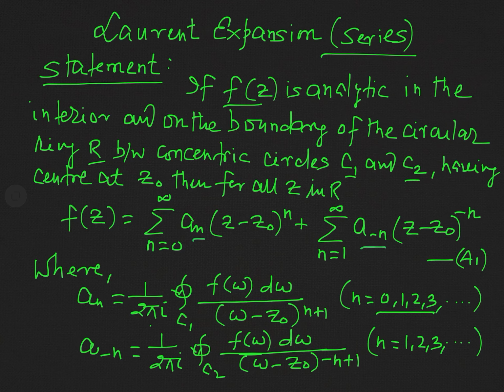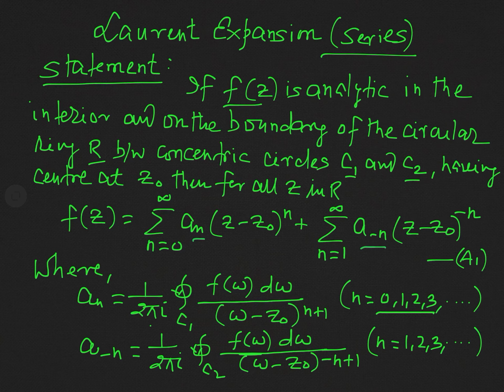Actually, a_n is equal to 1 over 2 pi i integral in anti-clockwise sense. See this arrow sign. This represents the anti-clockwise or counter-clockwise sense of integration along the circle C1, f of w dw over (w minus z0) to the power n plus 1. Here n is actually 0, 1, 2, 3 and so on. In this expression, this w is actually the value of z, that is, this is a point z equal to w, and this lies on the circumference of the circle C1.